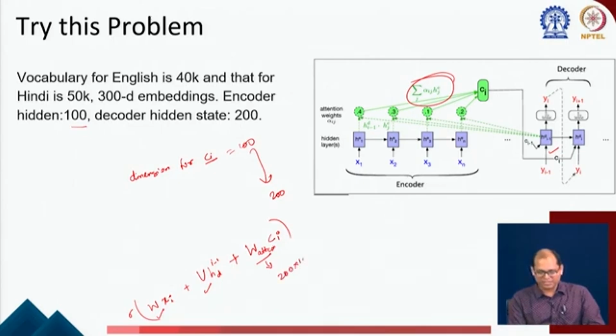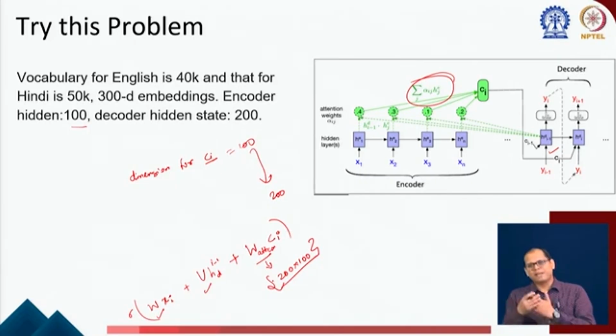200 cross 100. Right. So, these are the additional parameters that you are using to be able to give an extra context at every step of the decoder. So, you can add the parameters that you had on the previous slide plus the attention specific parameters, and these are the parameters that you need. And this does not take into account the learning of the embeddings for both the languages.